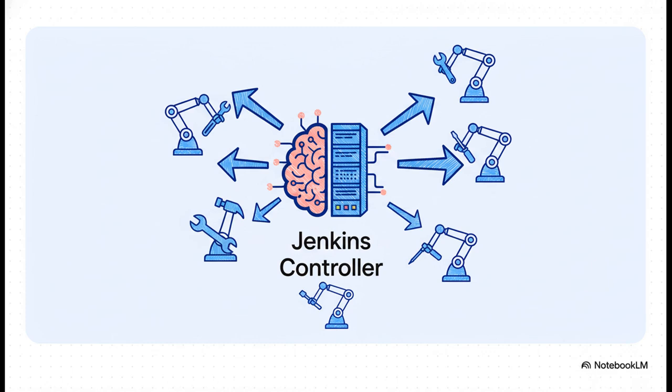So how does Jenkins actually pull this off? It uses what's called a distributed architecture. You have the Jenkins controller, which is the brain. It schedules and manages all the work. And then you have one or many Jenkins agents, and these are the hands. They're the machines that actually do the heavy lifting. Compiling the code, running tests, all that stuff. And this whole setup is what lets you scale your operations like crazy.